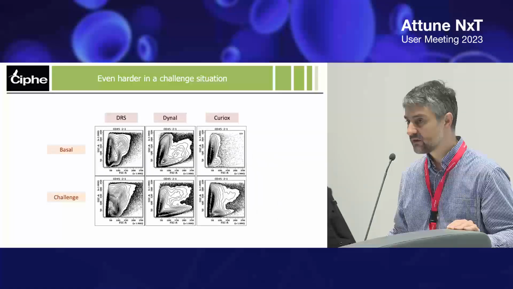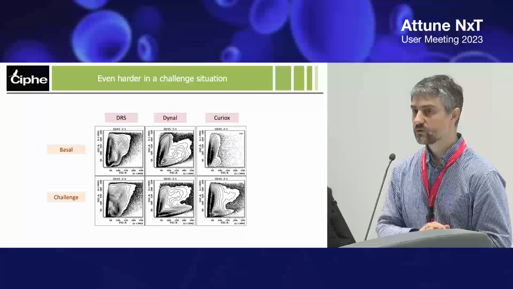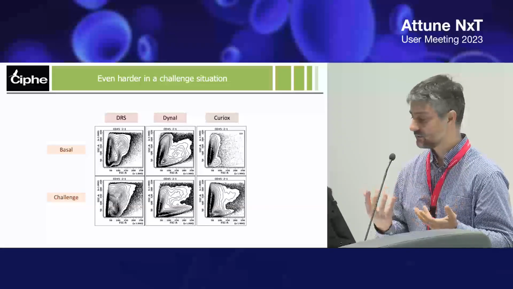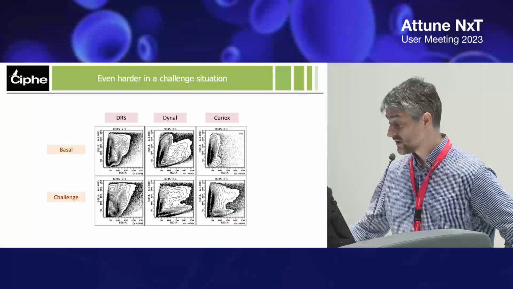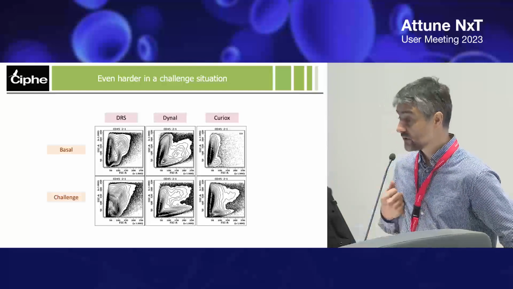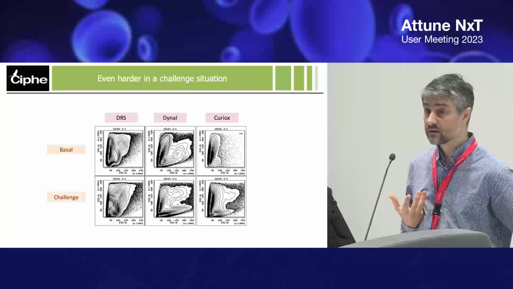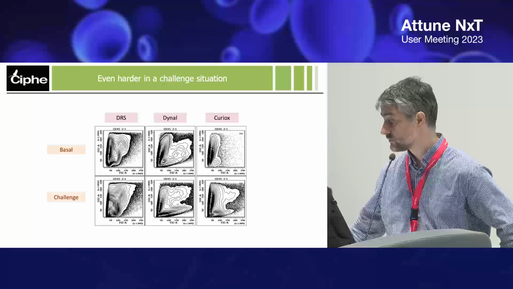And just to make your life even harder, we don't want to study the pancreas at the basal state. We want to look at the pancreas in a challenge environment, and it's even more of a mess. So it's very difficult to know where to gate and what to take, because we don't know the sample up front. It's like terra incognita, so we really need to understand what we do to find the right cell.